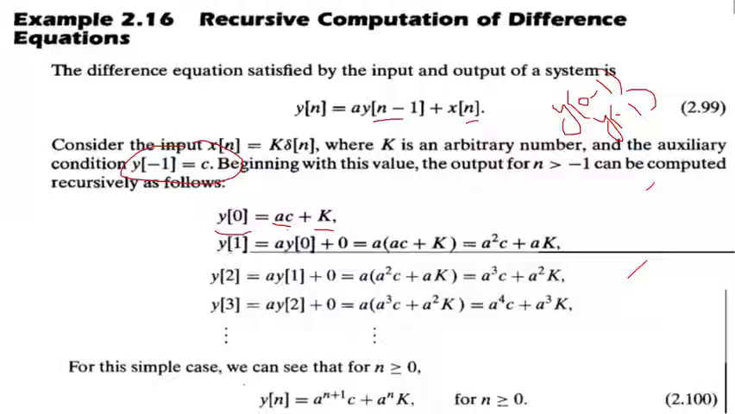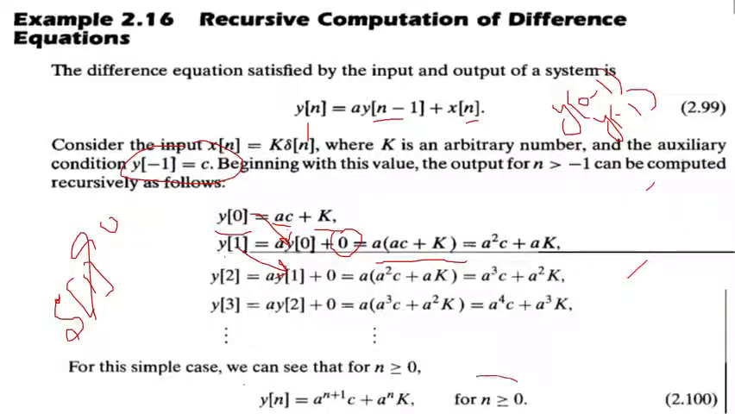Now for the next, y of 1 is a y of 0 plus x of 1. We know that delta of 1 is 0, okay, because x of n is equal to k delta of n. So if n is 1, delta of n is 0, so it will be 0. So y of 0 will come from here, so we'll have this equation. So keep on putting. Next time we will put y of 1 here, so this is recursive.